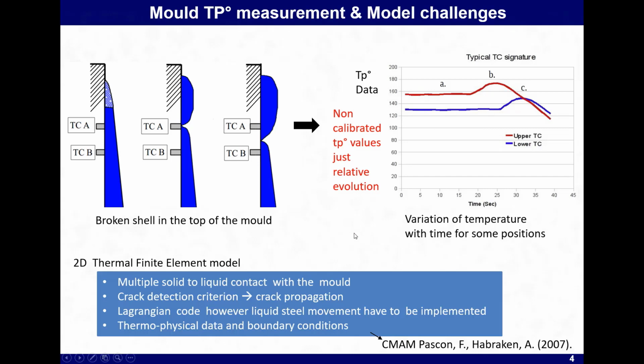We modeled such things in a very simplified way in order to be very quick in the simulation. So we are just looking at a 2D thermal finite element model. It's a Lagrangian code, so we don't model the liquid steel movement, and we based our thermophysical data and boundary conditions on previous research we already performed on the continuous casting process.